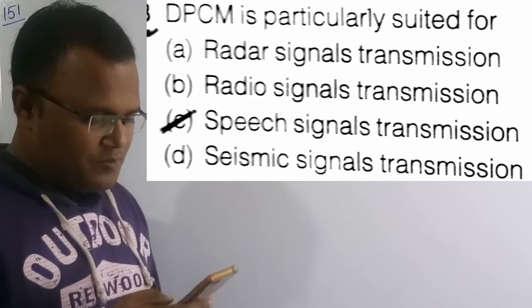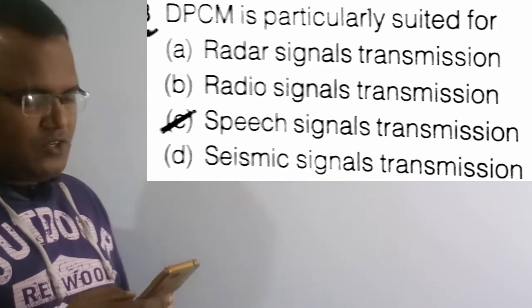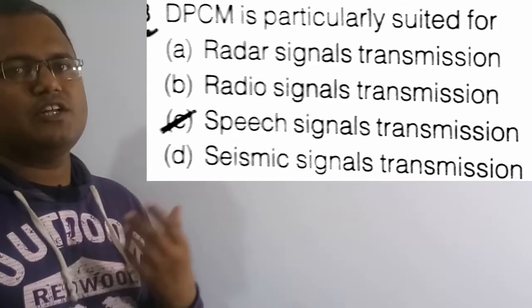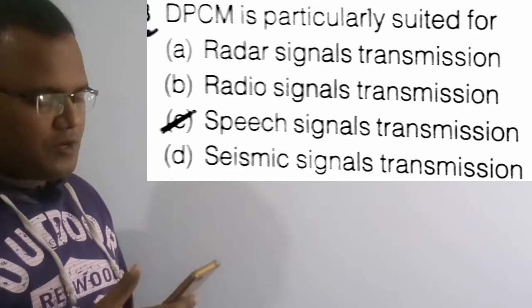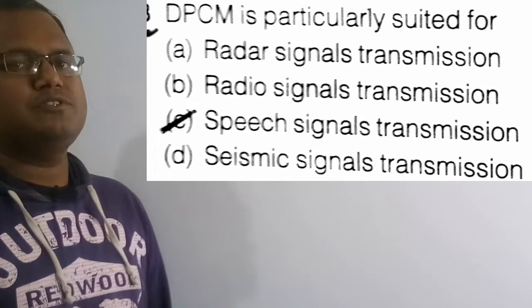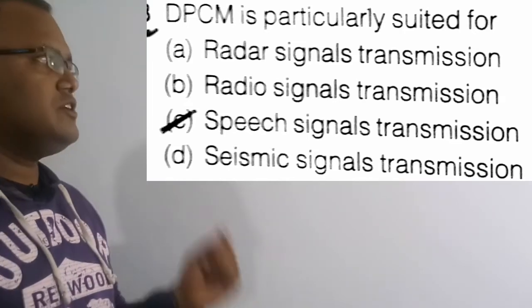So let's get started. Now we are going to solve question 151. See the question here: differential pulse code modulation is particularly used for what type of signal transmission? Out of these four options, option C, speech signals transmission, is the correct solution to this question. So let's solve this question.